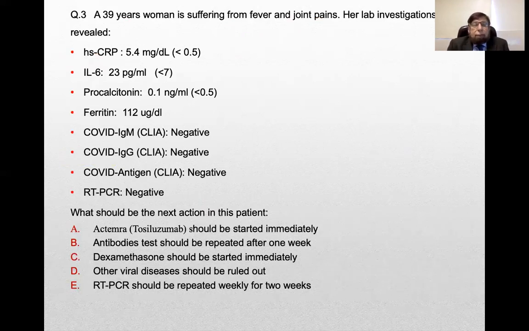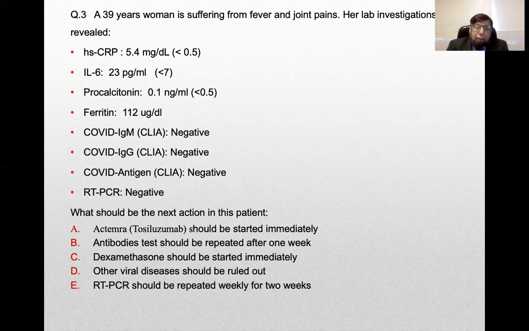The third question is: a 39-year-old woman is suffering from fever and joint pains. Her lab investigation revealed HSCRP raised, IL-6 raised, procalcitonin normal, ferritin raised, but her antibodies done on chemiluminescence were negative. Her PCR was also negative for COVID-19. What should be the next action in this patient?